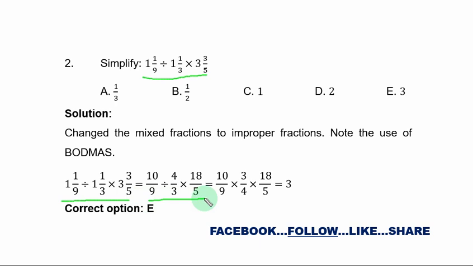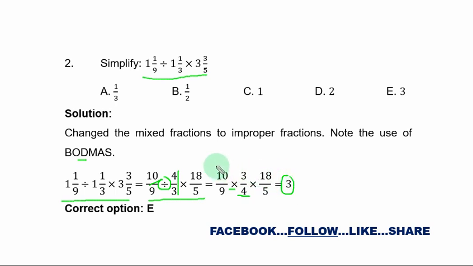From the meaning of BODMAS, you need to deal with division before multiplication. Now, when dividing, the division sign is changed to multiplication. As you are doing that, the fraction at the right of the sign is inverted. So you have 3/4. You simply cancel out. When you do that, you have 3.